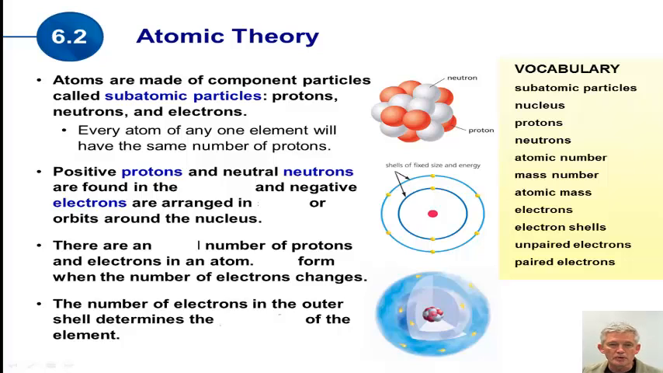So positive protons and neutral neutrons are found in the nucleus. Again, the nucleus is made up of positive protons and neutral neutrons. Negative electrons are arranged in outer shells or in orbits around the nucleus. There are an equal number of protons and electrons in a neutral atom. Again, we have these things called ions. Ions form when the number of electrons change.